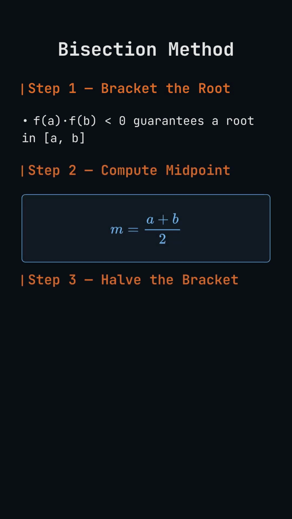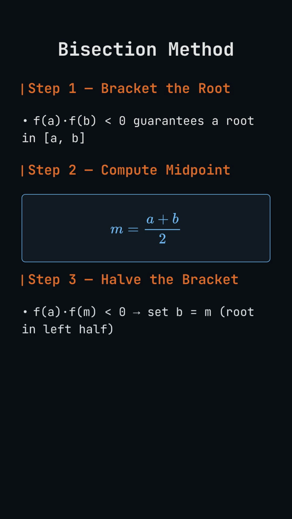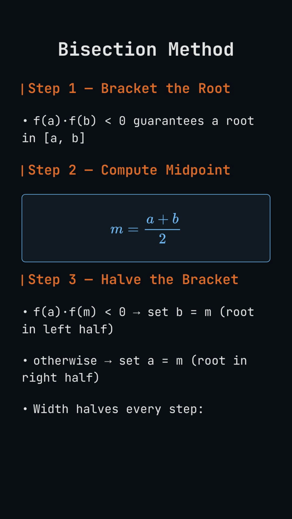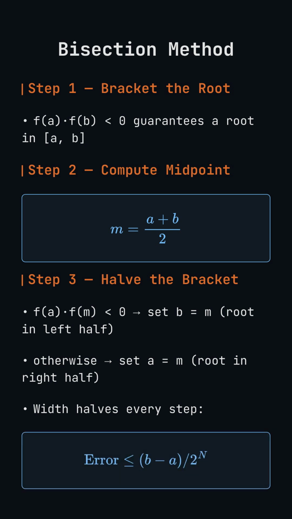Compute the midpoint m, which equals (a + b) / 2. Now evaluate the function at m. If f(a) and f(m) have opposite signs, the root is in the left half, so b moves to m. Otherwise, the root is in the right half and a moves to m. Either way, the bracket width is cut in half. Repeat this and the bracket shrinks by a factor of 2 every single step.